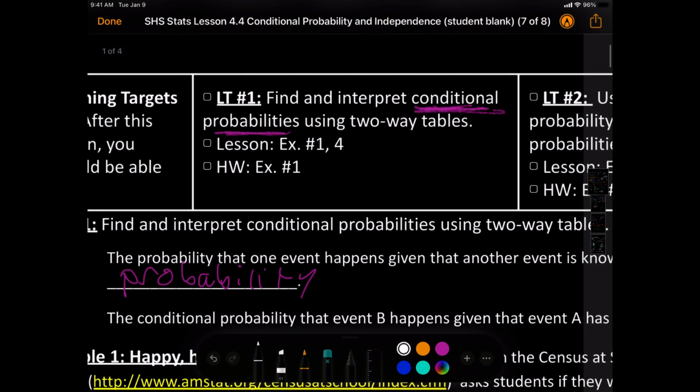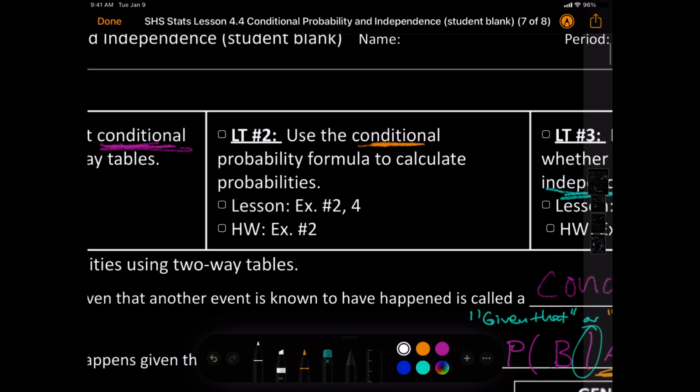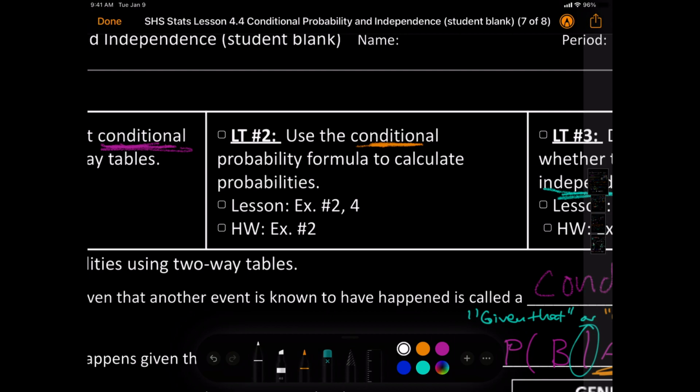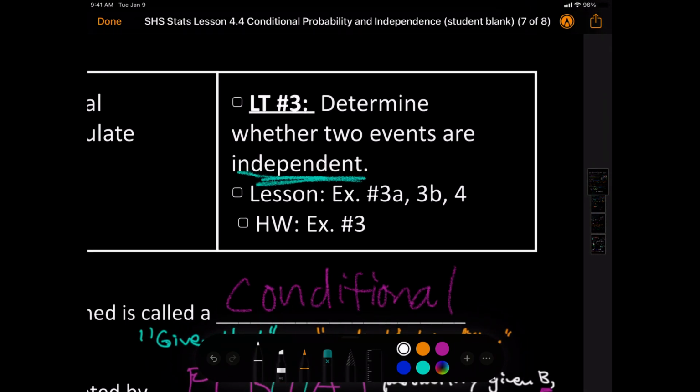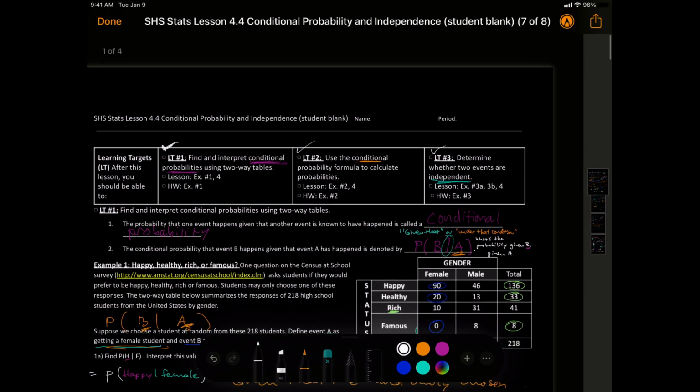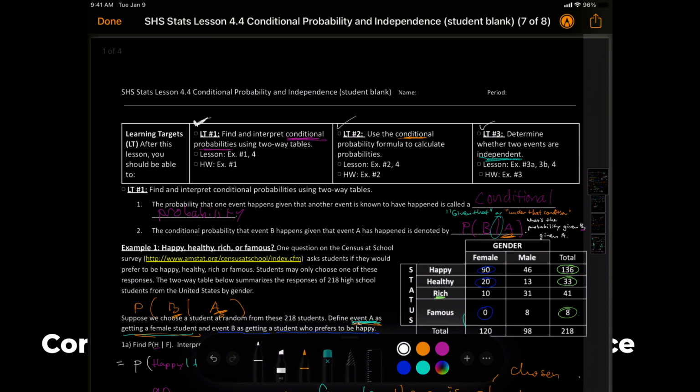All right, let's summarize what we learned. Learning target number 1, find and interpret conditional probabilities. Number 2, use the conditional probability formula to calculate probabilities. And then number 3, determine whether two events are independent. If the numbers are the same, then they're independent. If not, then they're not independent. And that's lesson 4.4. See you guys.